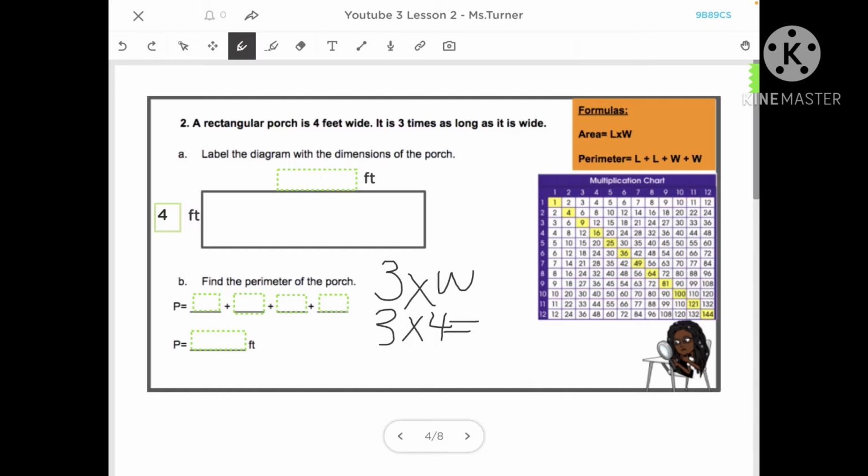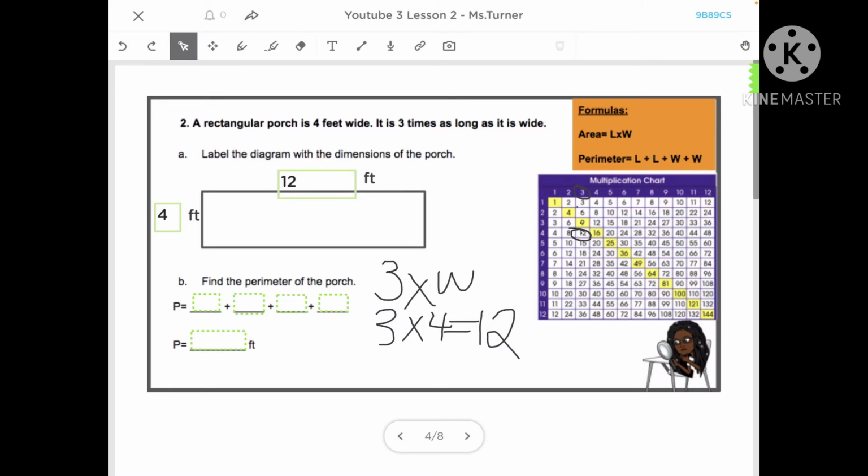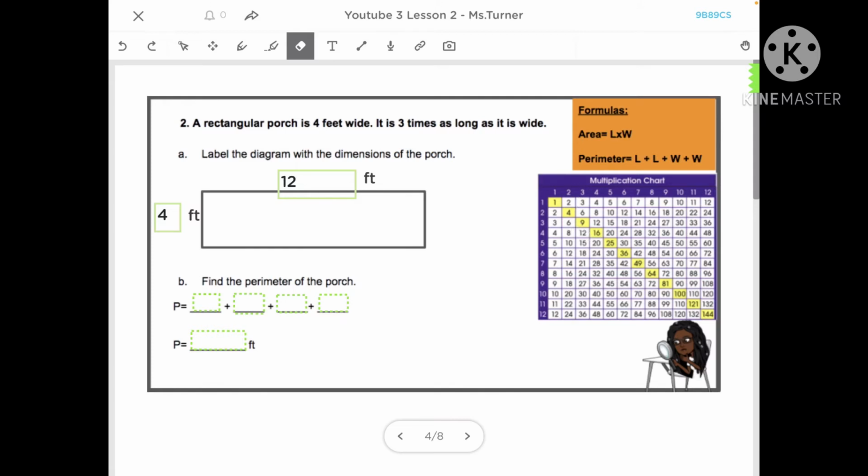If you're getting stuck, you guys, use your multiplication chart on the side. I know I'm starting at 3 and I'm going down 4. 1, 2, 3, 4. What's my product? Yeah, 12. Good job. So that means that my length is 12 feet. Awesome job, you guys. Now let's move to our second part of this problem. We figured out our dimensions, and now it's time for us to find the perimeter of the porch.